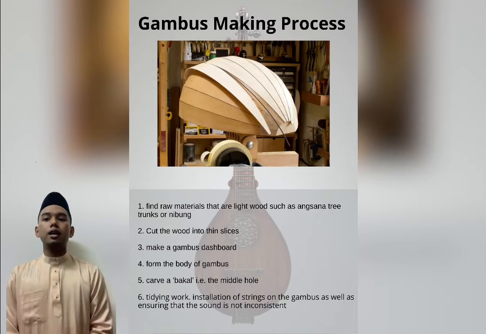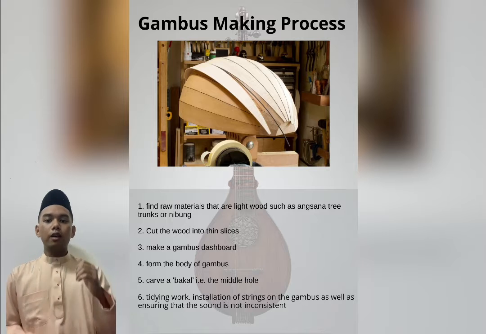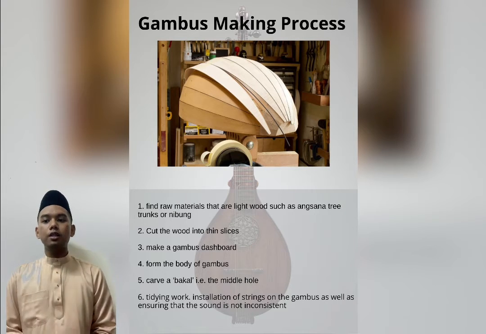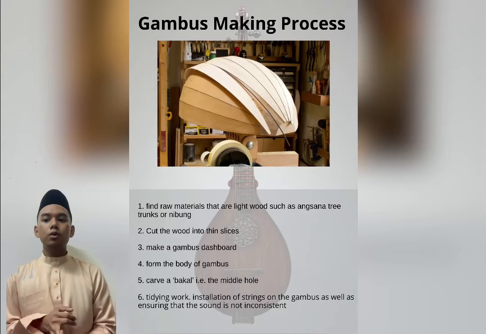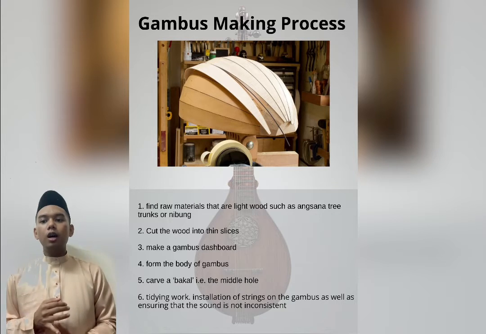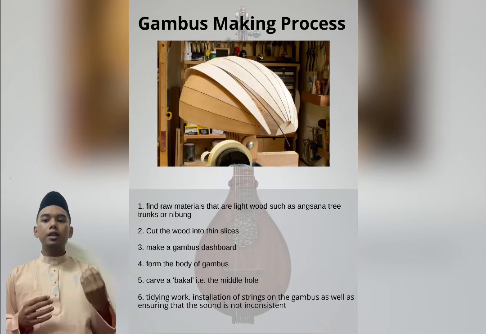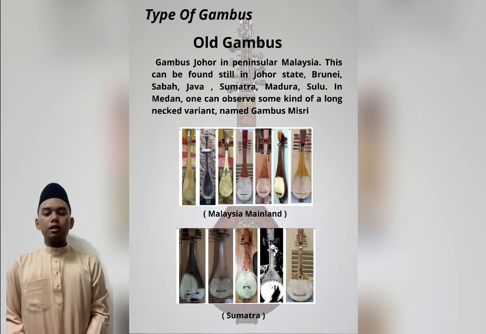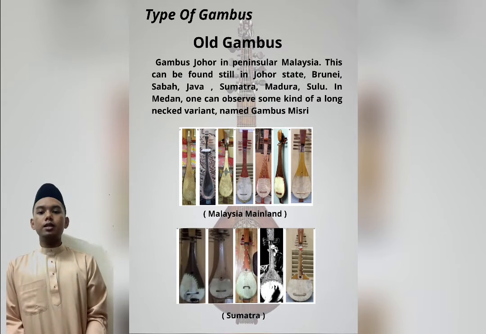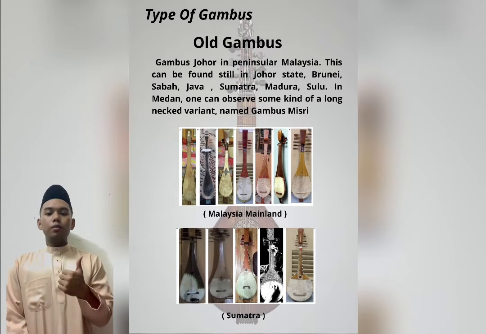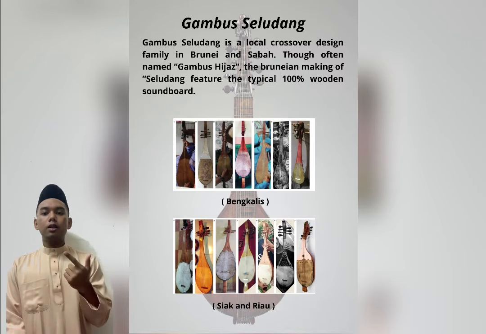This is the Gambus making process. They have 6 processes. The first one is to find raw materials like angsana tree or trunk or nibong. Number 2 is cut wood thin slices, make a Gambus dashboard, make the body of the Gambus, and curve the middle hole. The next is the type of Gambus. They have 2 types of Gambus, which are old Gambus and seludang Gambus.